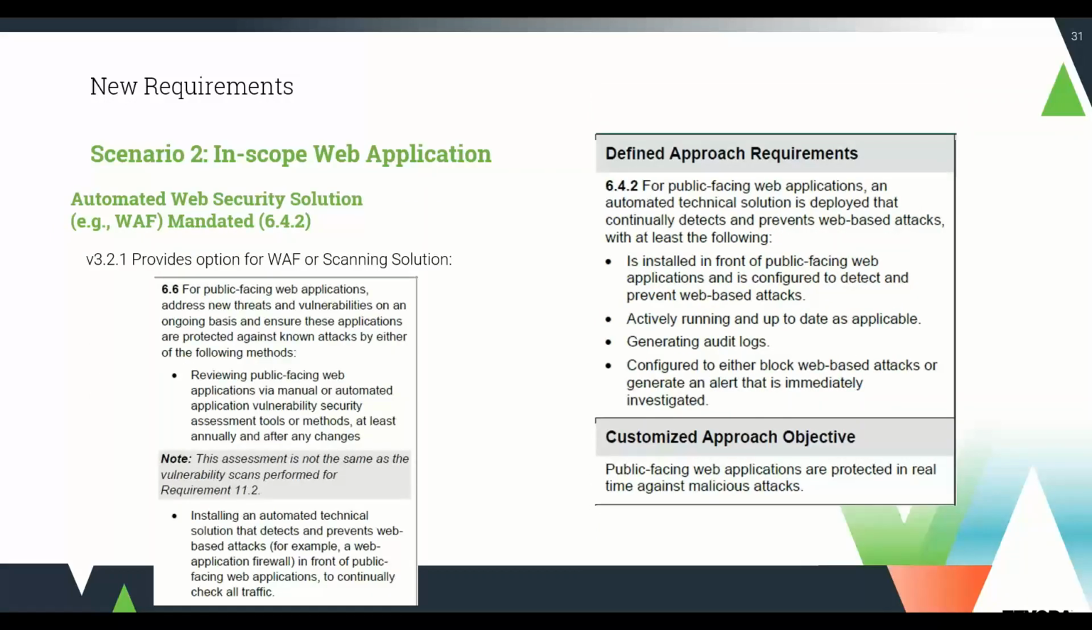So the third requirement you'd have to consider with your web application is not necessarily related to web skimmers, but this is a key change. In 3.2.1, if you remember, you had the option to use some sort of periodic security assessment against the code. This would generally be a code scanning solution, for example, or you had the option to use a web application firewall. In 4.0, now you only have one option. It's across the board, everyone's expected to implement something like a web application firewall.